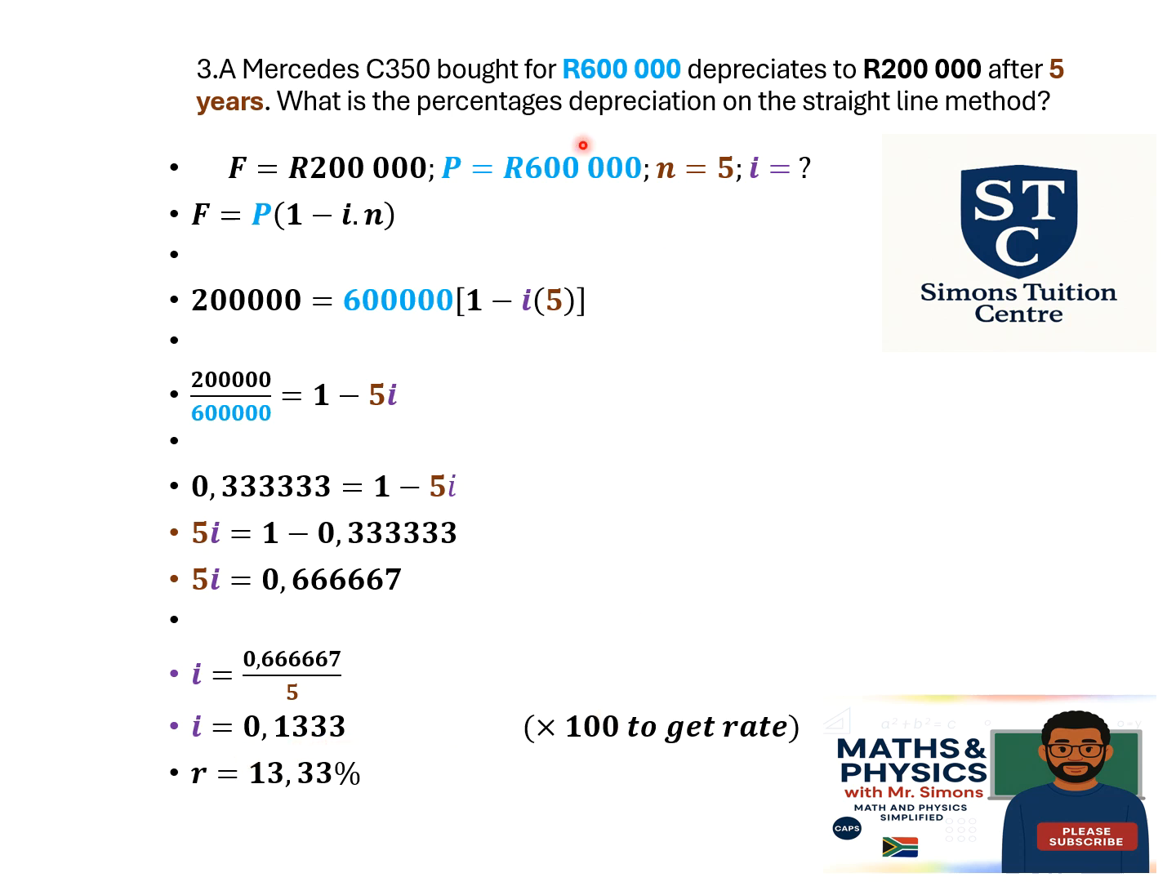But we need the rate of depreciation, so therefore not as a decimal. So to get rid of the decimals, I'm going to multiply by 100 to get to the rate. If I multiply by 100, I'm technically moving the comma 2 spaces, 1, 2, and therefore it becomes 13.33%. All right. So this Mercedes-Benz depreciated at 13.33% over the 5-year period.